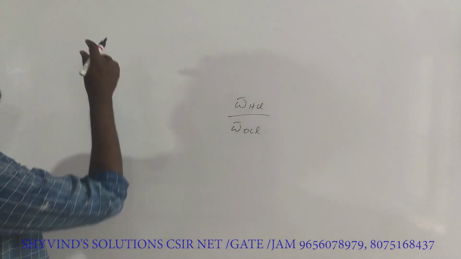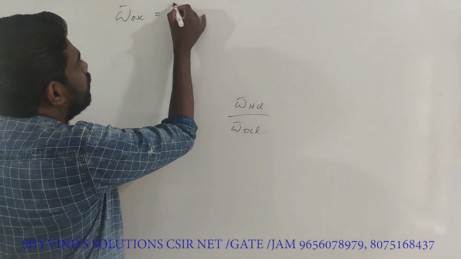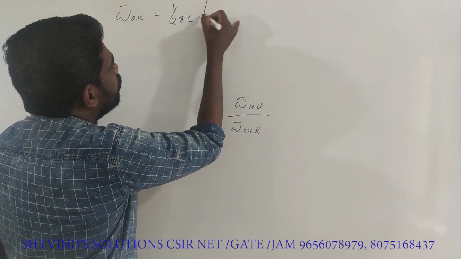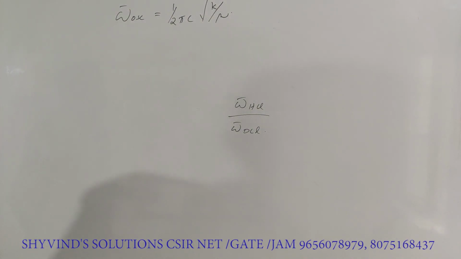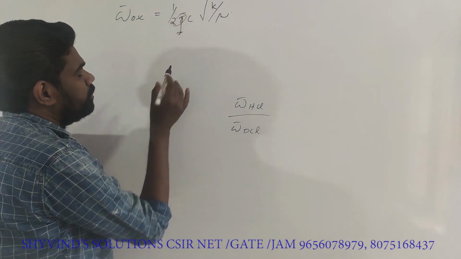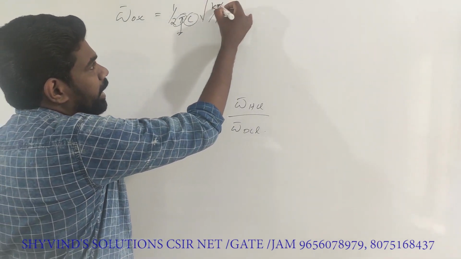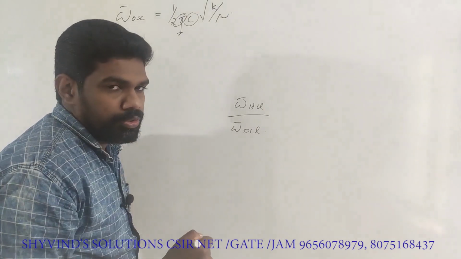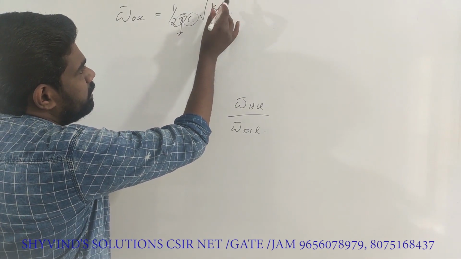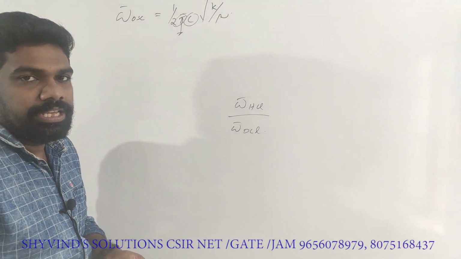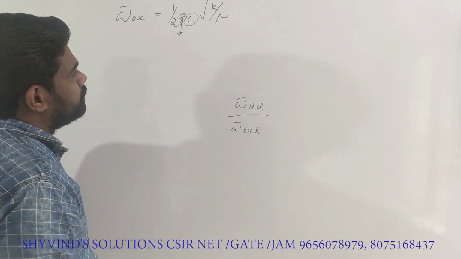What is the relation for the frequency of oscillation? Omega bar oscillation for a harmonic oscillator will be equal to 1 by 2 pi c into root of k by mu. This is the equation for omega bar oscillation. So what are the constants? Pi is the normal constant 3.14. C is the velocity of light. K is the force constant. Mu is the reduced mass. In the question itself, you can see the K for HCl and DCl are the same. It is already given in the question. So K is the same for HCl and DCl.